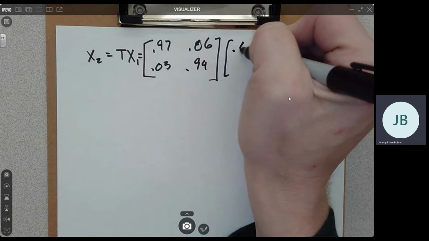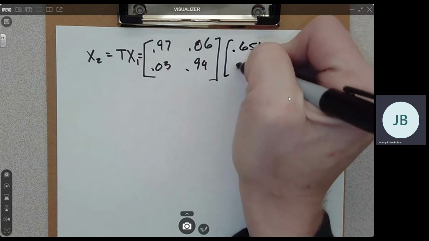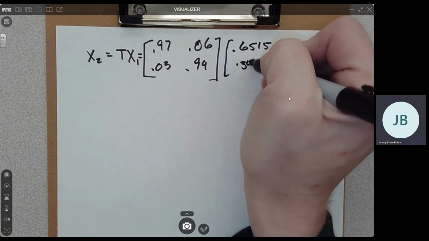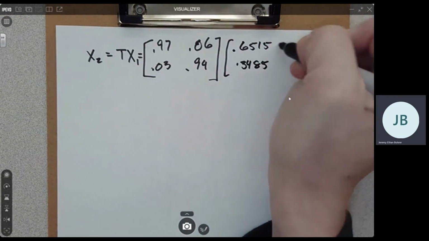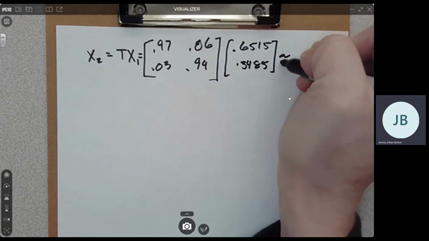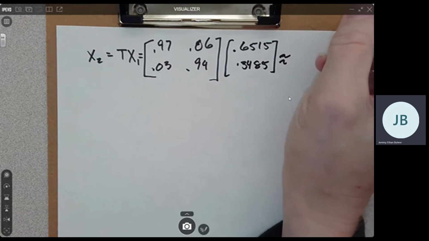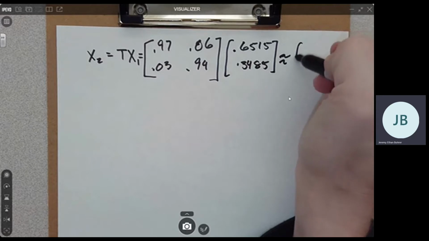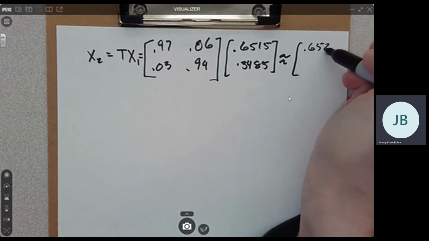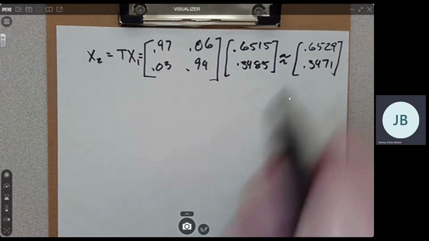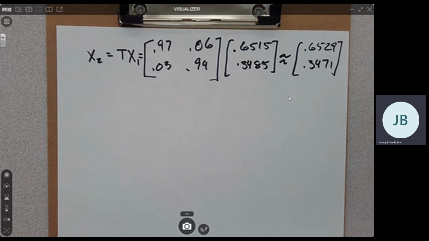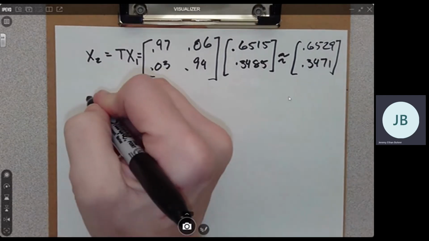So that's 0.6515 and 0.3485. And when we multiply that out, we get approximately 0.6529 and 0.3471. Notice that the population in the city is slowly increasing while the population in the suburbs is slowly decreasing.